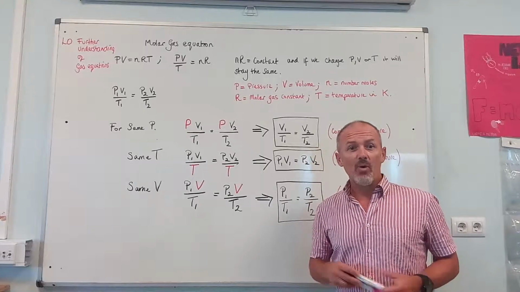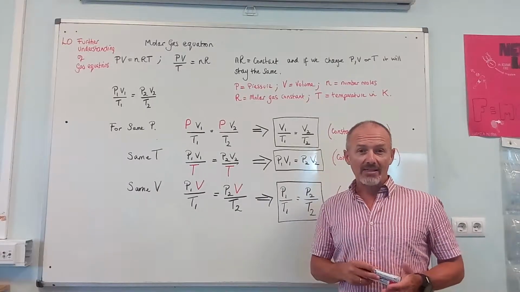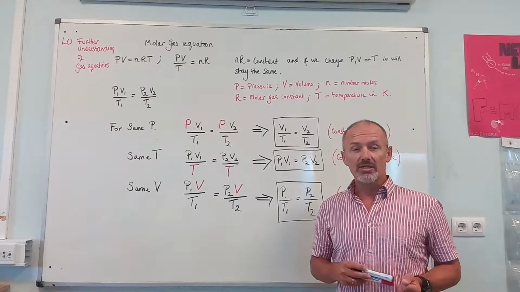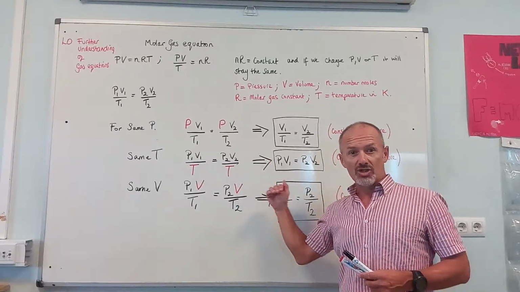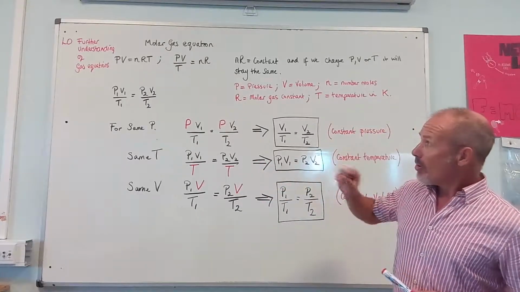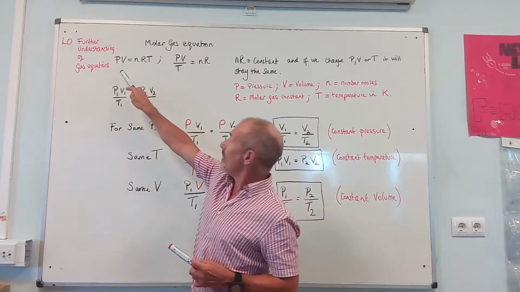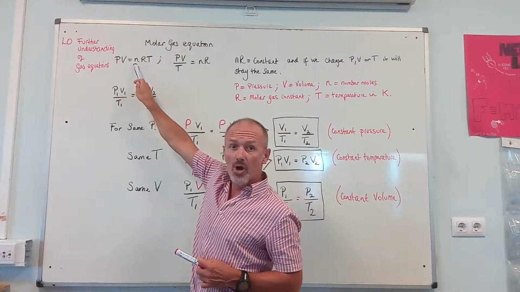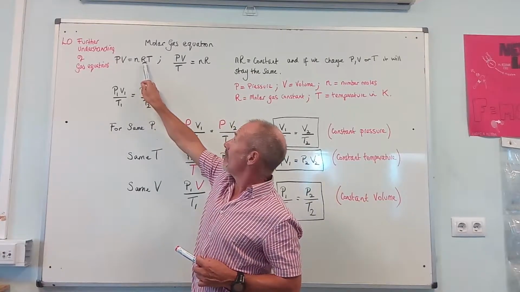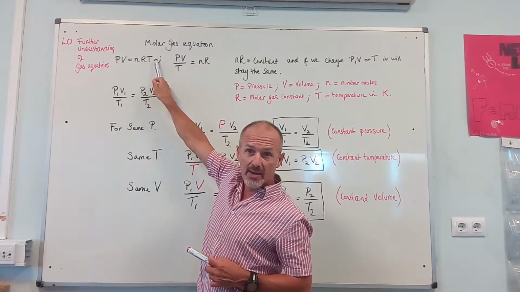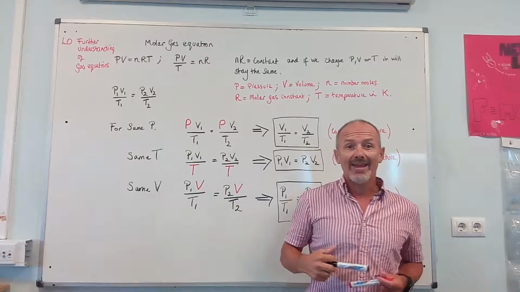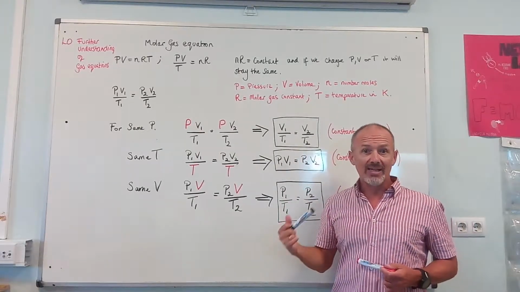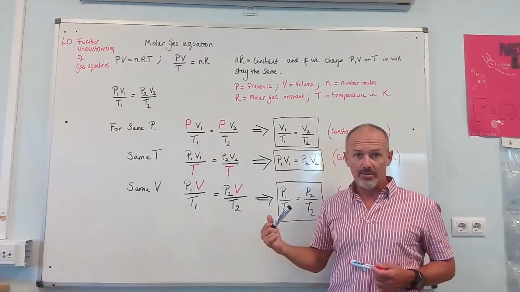Good morning. What we're going to do today is look at the molar gas equation and the different versions of it. Our molar gas equation is PV equals nRT: pressure, volume, number of moles, the molar gas constant and the temperature. The temperature, incidentally, is always in Kelvin, it's always in absolute temperature.